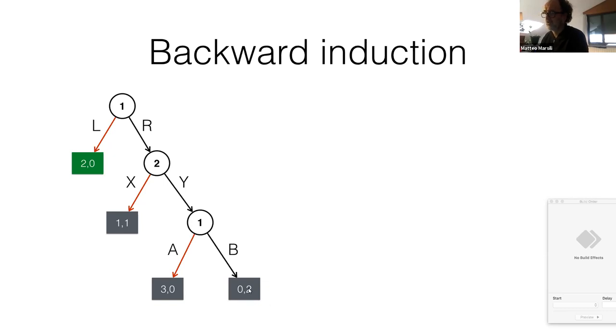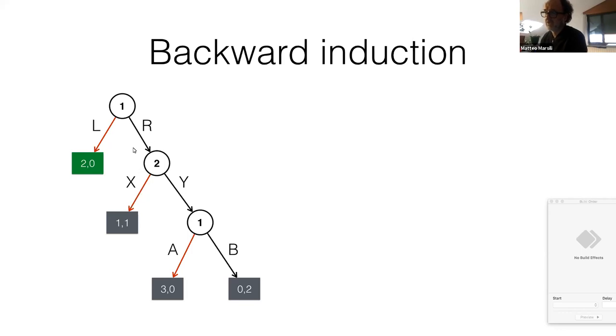Okay, so in backward induction, you proceed from the end of the game and you move upward. You start from the end node, and then you ask yourself, what is the best action of player one at this node? Here he would get three, here he would get zero, so the best action here would be A. And then you can go up, and now you can consider what player two has to choose. If he chooses X, he will get one. If he chooses Y, he can anticipate that player one will choose A, and so he will get zero. So the best action for player two is to choose X.